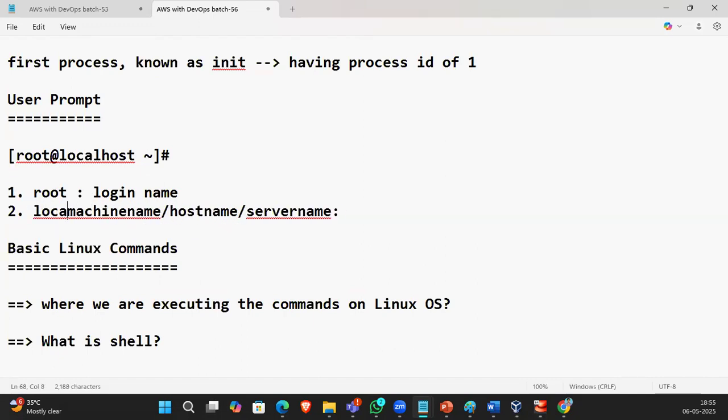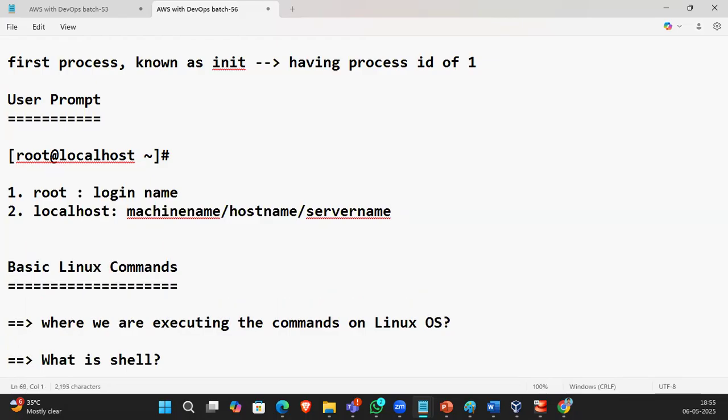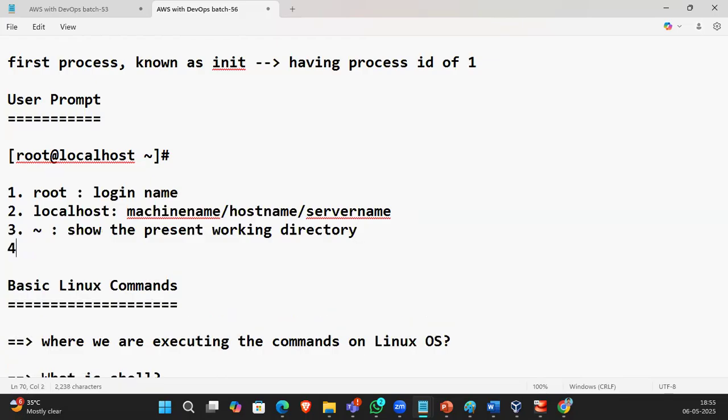Localhost. So this is nothing but the machine name, server name, it can be a DNS name, or anything. Okay? Third one. What is the third one? The third one is nothing but a tilde. What is this? Tilde shows the present working directory. Okay? Tilde shows the present working directory.